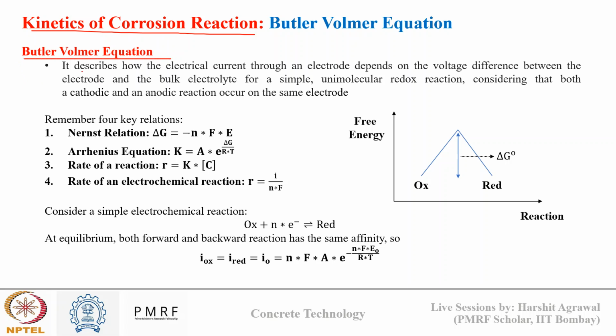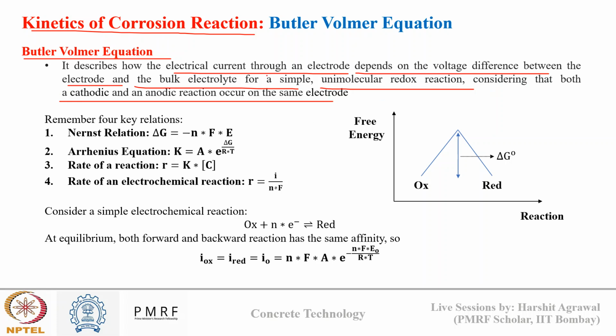Okay, which describes the electrical current through an electrode, depending upon the voltage difference between the electrode. Okay, so this is what the Butler-Volmer equation describes, how the electrical potential in an electrode depends upon the potential difference between it and the bulk electrolyte. Okay, for a simple non-unimodular redox reaction, considering both anodic and cathodic reactions happening at the same electrolyte.